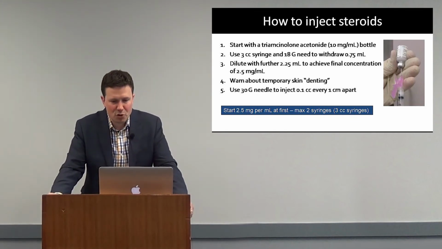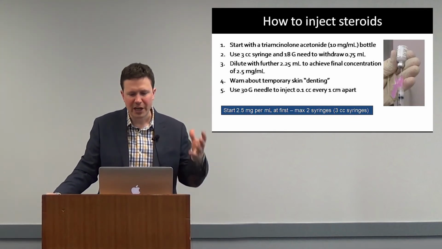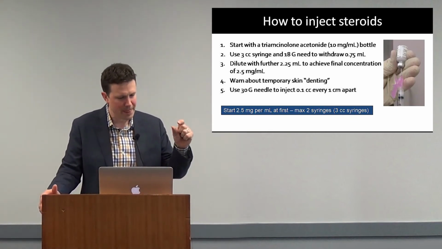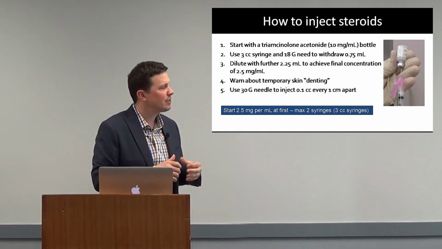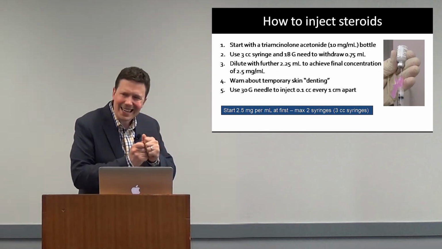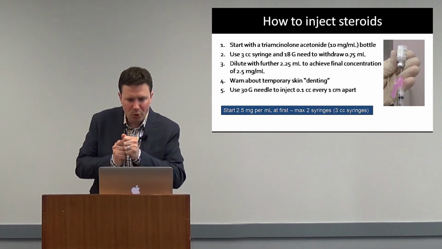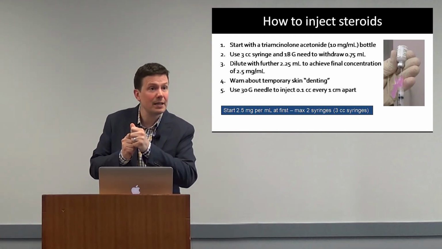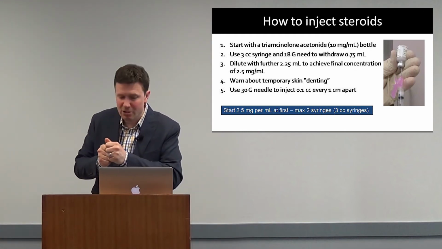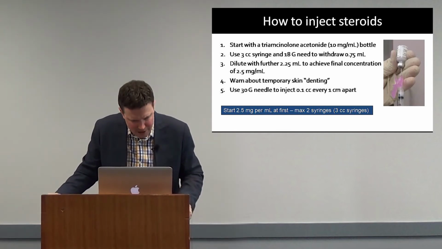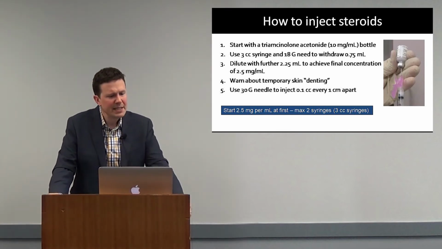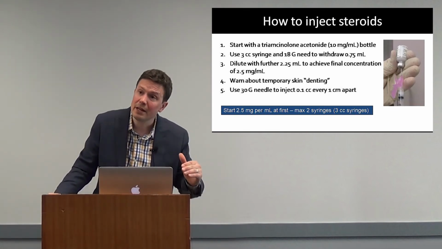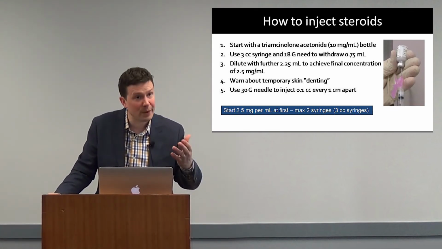So to inject 2.5 milligrams per mil, first you get a bottle of 10 milligrams per mil, which usually comes standard. Get out a 3 cc syringe, put an 18 gauge needle on it, and draw up 0.75 mils of the triamcinolone acetonide. Then get out your saline and draw up another 2.25 mils. This will bring your volume up to 3 mils, and now you have a 2.5 milligram per mil syringe.